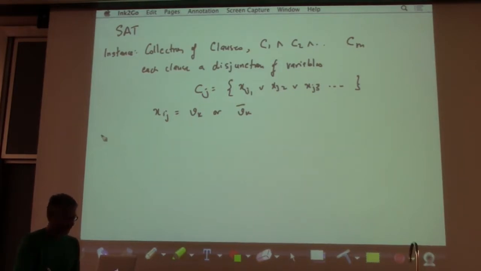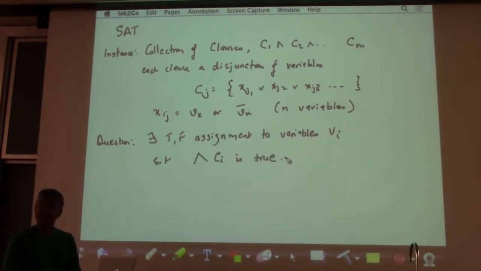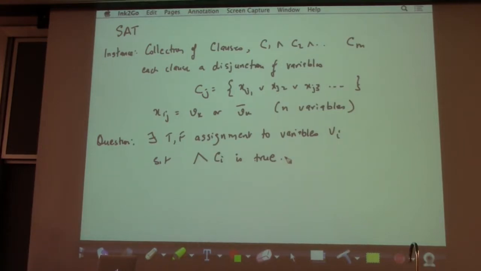The question is, does there exist a true and false assignment to variables vi, and let's say there are n variables, such that the AND of all the Cj is true, right? This is a well-defined problem. There's an instance. This is what the input looks like. This is what the question is.